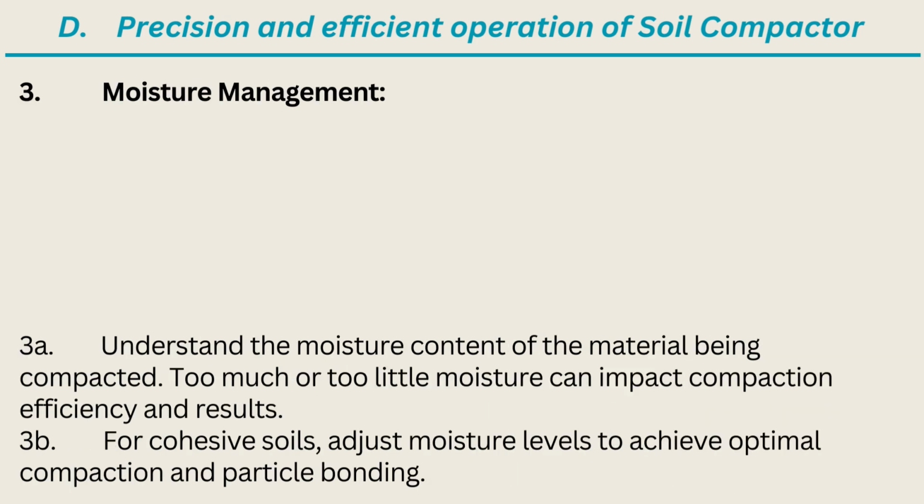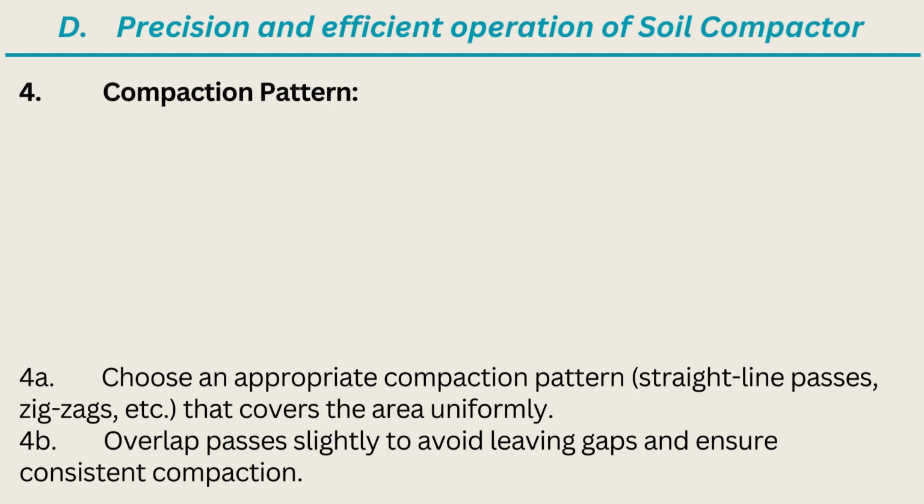3. Moisture management. 3A. Understand the moisture content of the material being compacted. Too much or too little moisture can impact compaction efficiency and results. 3B. For cohesive soils, adjust moisture levels to achieve optimal compaction and particle bonding. 4. Compaction pattern. 4A. Choose an appropriate compaction pattern, straight line passes, zigzags, etc., that covers the area uniformly. 4B. Overlap passes slightly to avoid leaving gaps and ensure consistent compaction.